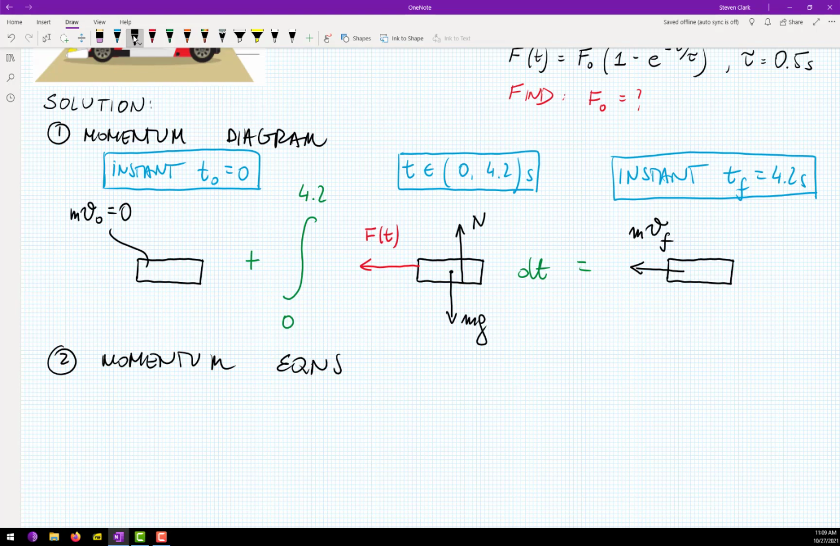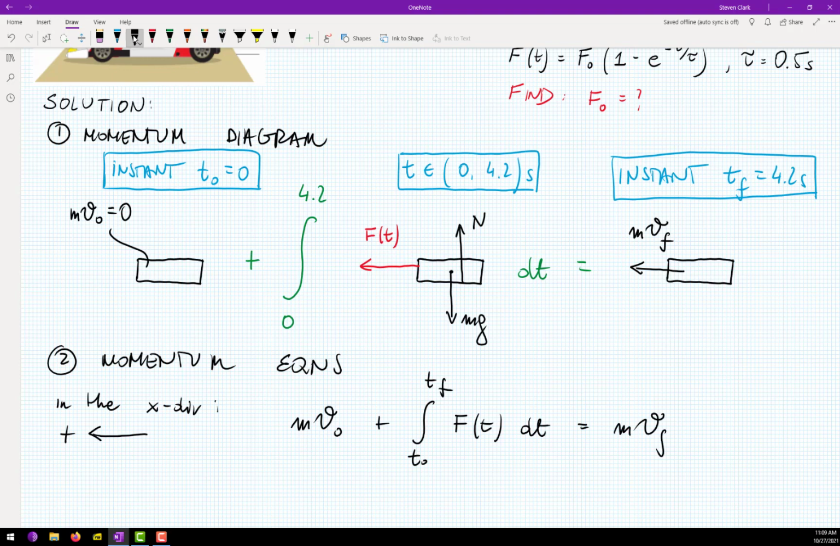Okay, but only in the x direction. In the x direction. Okay, and this is our positive direction. Let's assume that this is our positive direction. So we will have mv0 plus the integral from time 0 to t final of f of t, because this is the only force acting in the horizontal direction, and it will result in mvf.